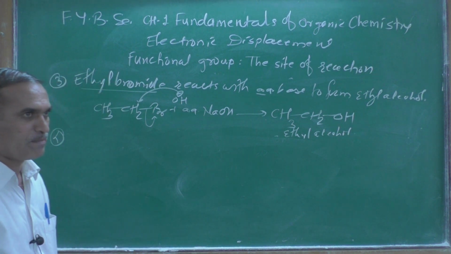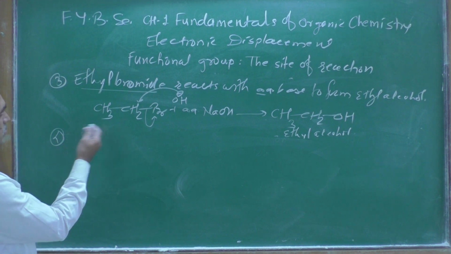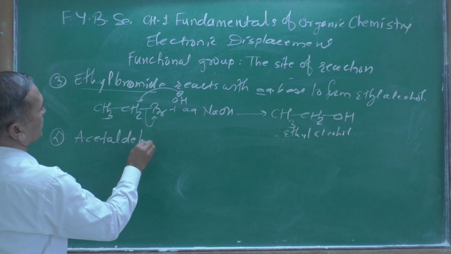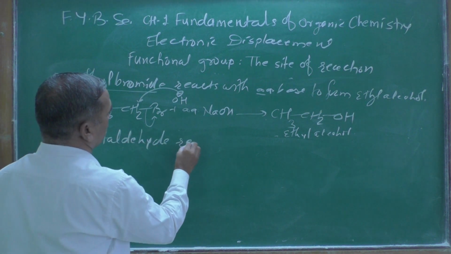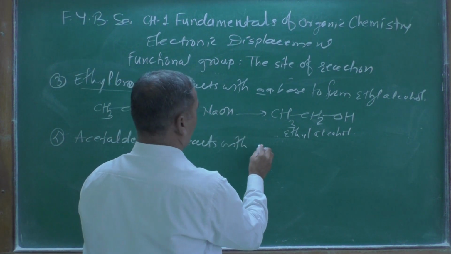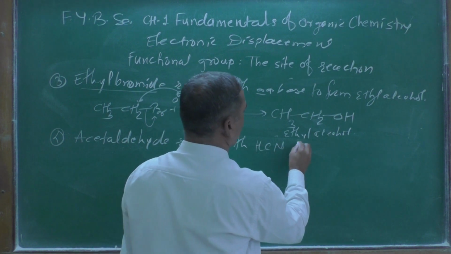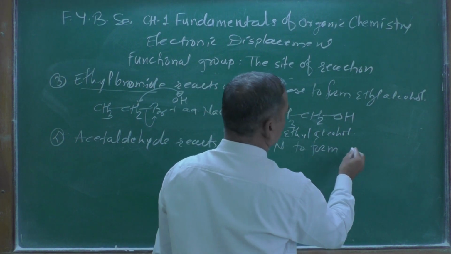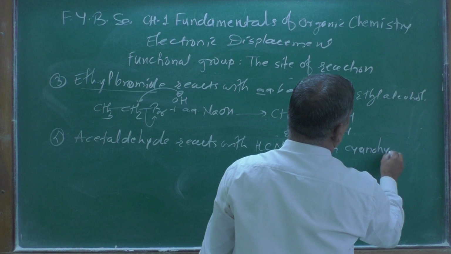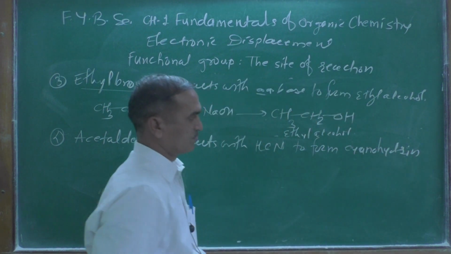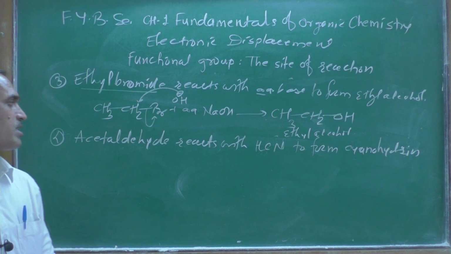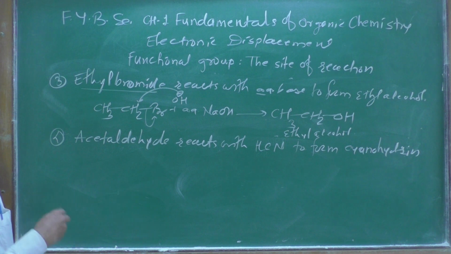In the fourth example, suppose we have a compound like acetaldehyde, which reacts with hydrogen cyanide to form cyanohydrin derivatives, and that is the special characteristic of hydrogen cyanide.